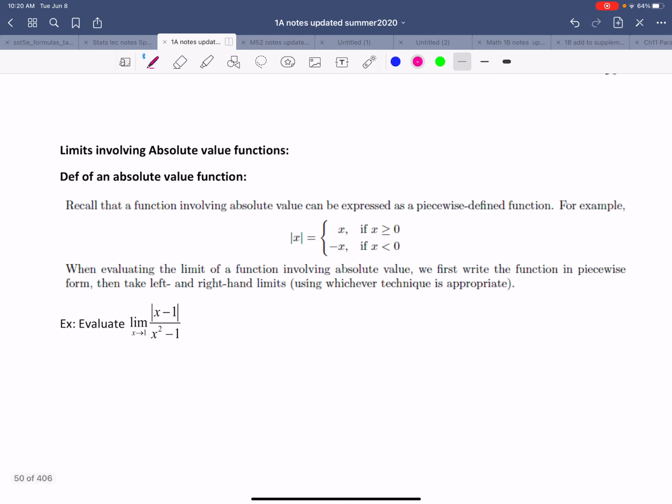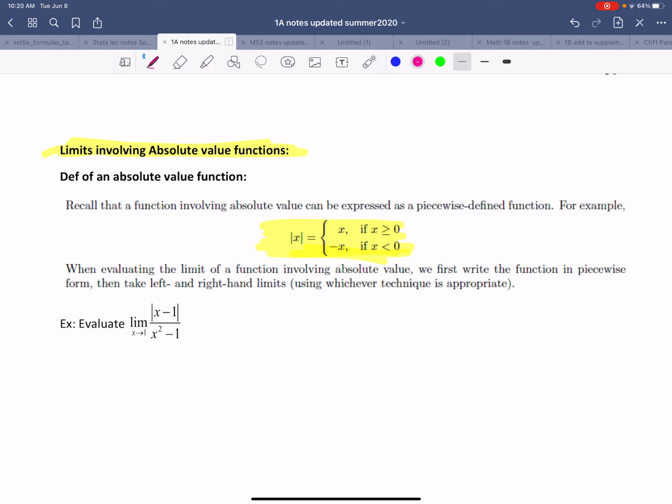Today we are going to discuss limits involving absolute value functions. The absolute value function is a very tricky function. Remember the definition of the absolute value function: the absolute value of x is equal to x if x is greater than or equal to 0, and it's equal to the opposite of x if x is less than 0.